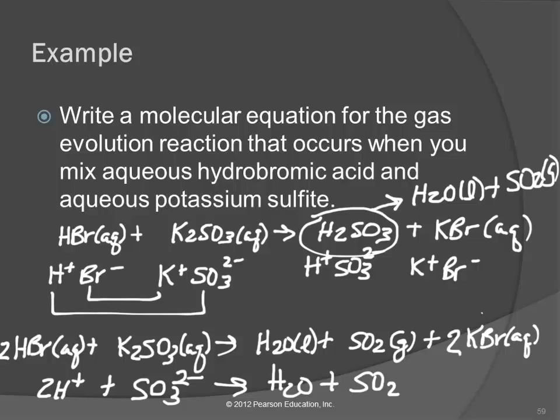I skipped the total ionic equation, the complete ionic equation. The H plus, the HBr breaks into ions, and the potassium sulfite breaks into ions. The water doesn't, the SO2 doesn't, the KBr does. And so we end up with potassium ions and bromide ions on both sides, and so I just rewrote the equation without them. Any questions? Fun, right?